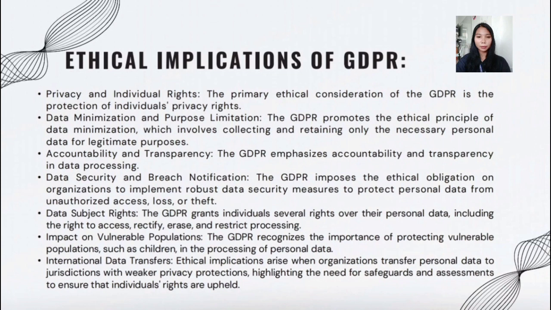In the event of a data breach, ethical organizations must promptly notify affected individuals, allowing them to take appropriate actions to protect themselves and their data. Data subject rights. The GDPR grants individuals several rights over their personal data, including the right to access, rectify, erase, and restrict processing. Ethical information systems should empower individuals to exercise these rights, respecting their autonomy and ensuring that their data is accurate and up-to-date.